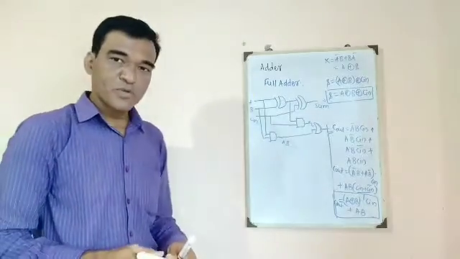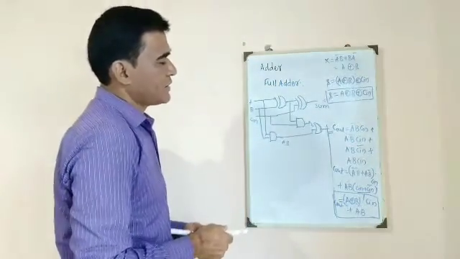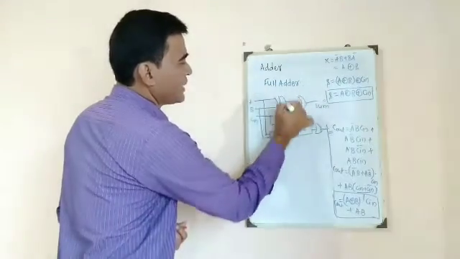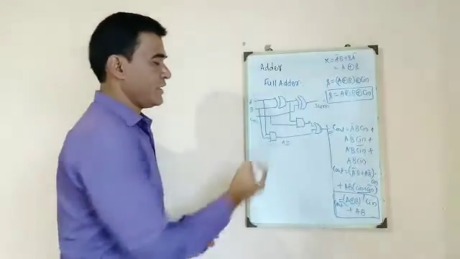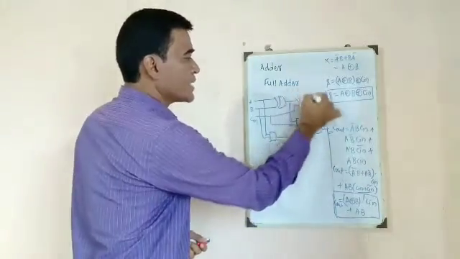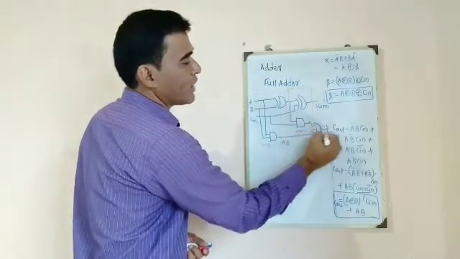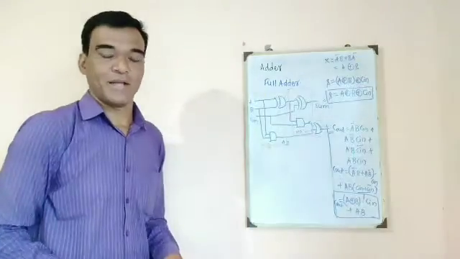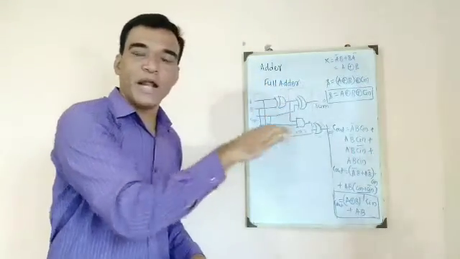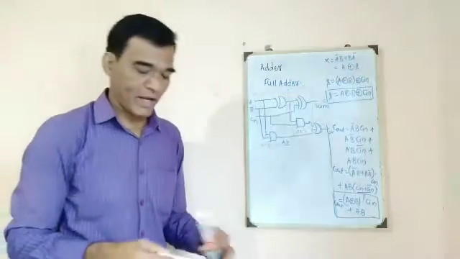Now if you observe this particular circuit carefully, I can say that this one XOR gate with AND gate gives you a half adder. One more XOR gate with AND gives you a half adder too, and an OR gate. In other words, I can implement the full adder by using two half adders and one OR gate.